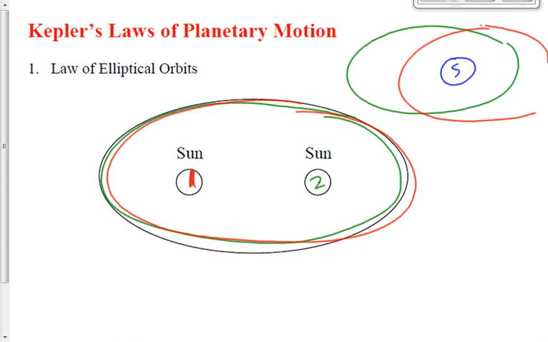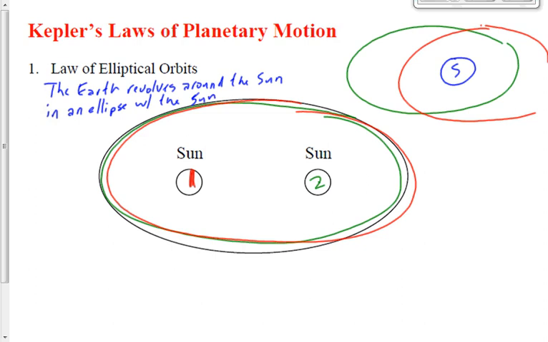So let's write that out in words here. The law of the elliptical orbit says the Earth, and whenever I say the Earth, I mean the other planets as well, right? Not just the Earth. The Earth revolves around the sun in an ellipse with the sun at one of the two focal points.